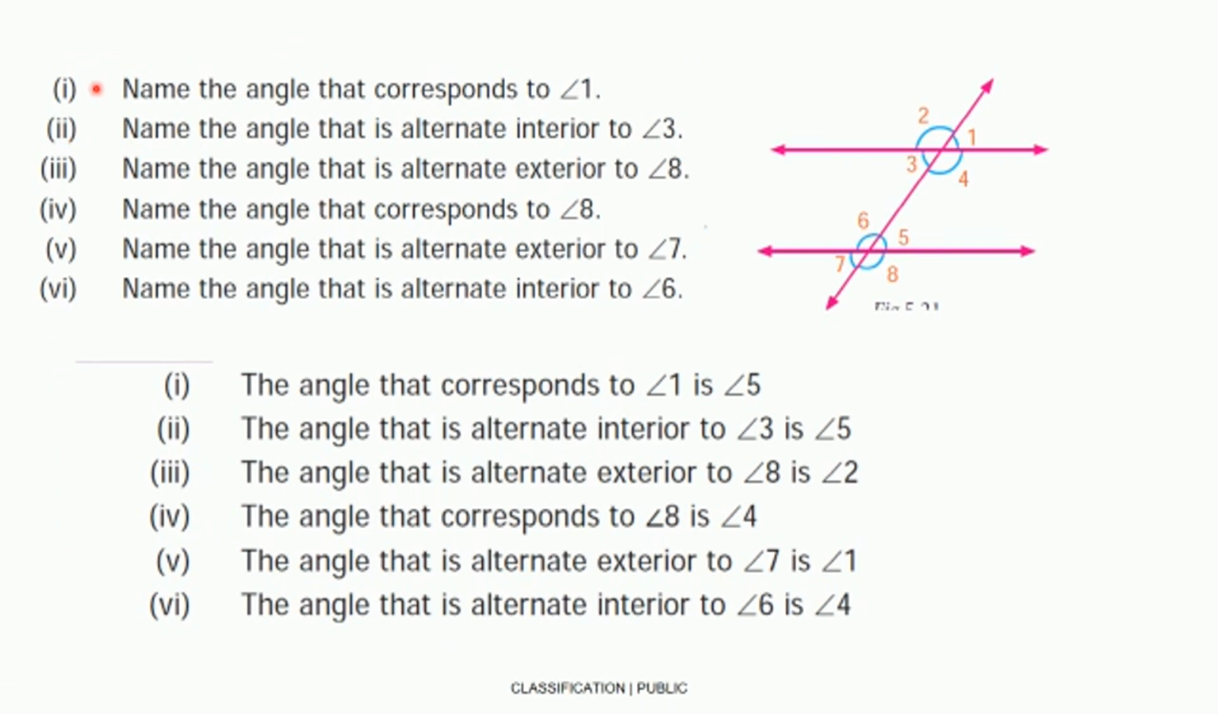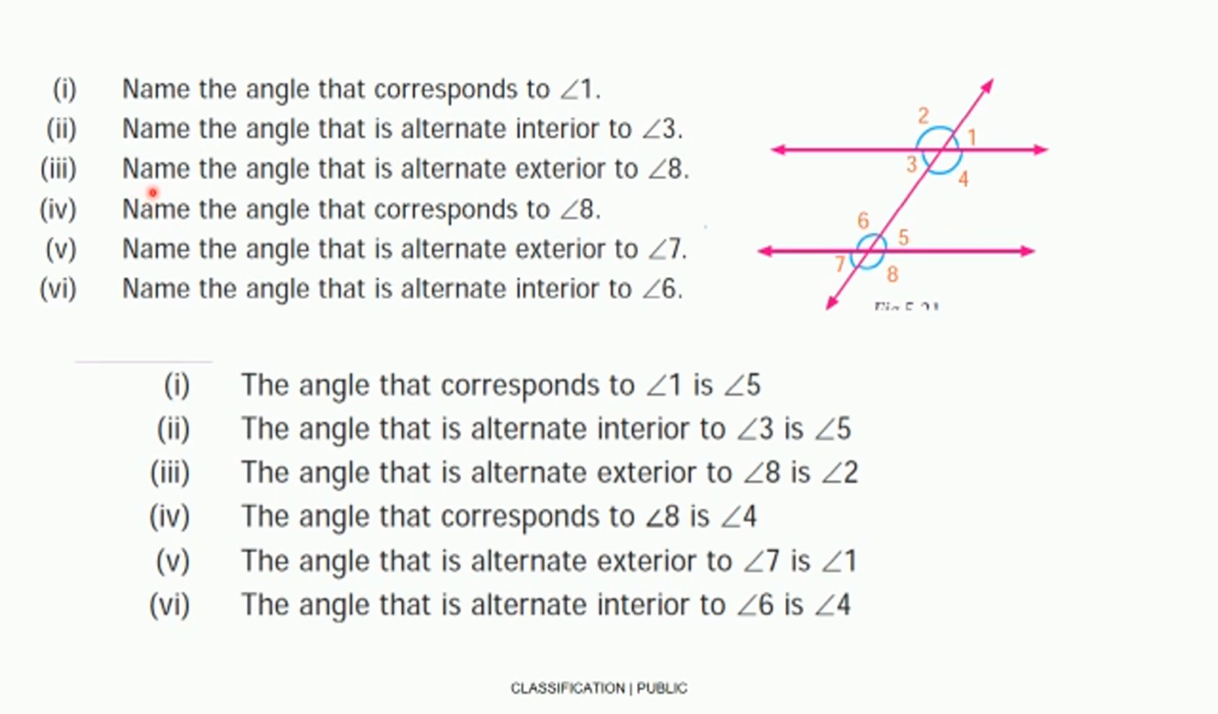Next example. Name the angle that corresponds to angle 1. Here you see angle 1. Already I told what the corresponding angles are: angle 1 and angle 5. So the angle that corresponds to angle 1 is angle 5. Next, alternate interior to angle 3. Here 3. Alternate means opposite side. Interior means here. So the alternate interior angle to angle 3 is angle 5.